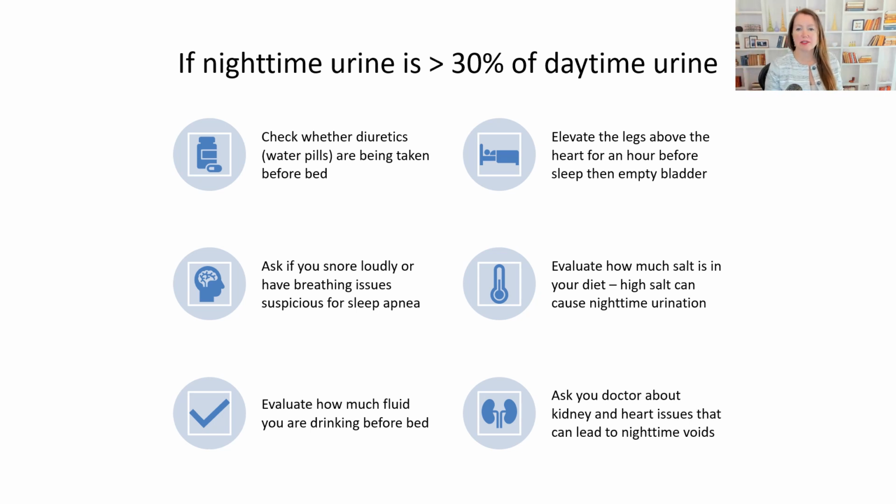Also check whether you're taking any water pills called diuretics before bedtime. Ask your partner or friend to tell you if you snore loudly or are having breathing issues suspicious for sleep apnea during your sleep period. Evaluate how much you are drinking before bedtime, how much salt is in your diet, because high salt can cause increased nighttime urinary volumes. And also ask your doctor about kidney and heart issues that can lead to nighttime voids if none of the above indications work for you.